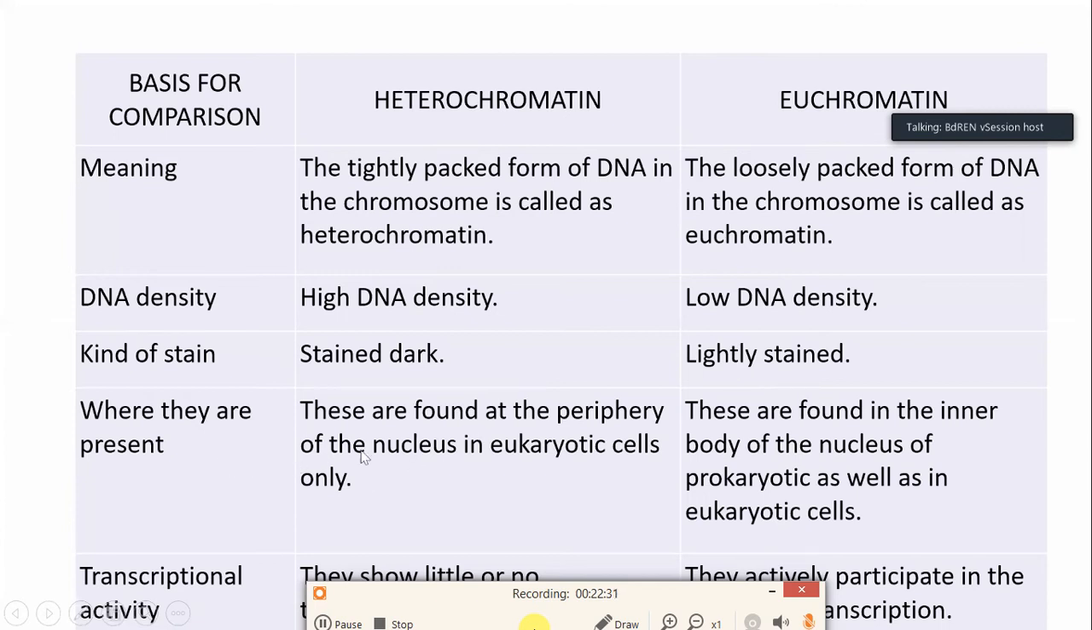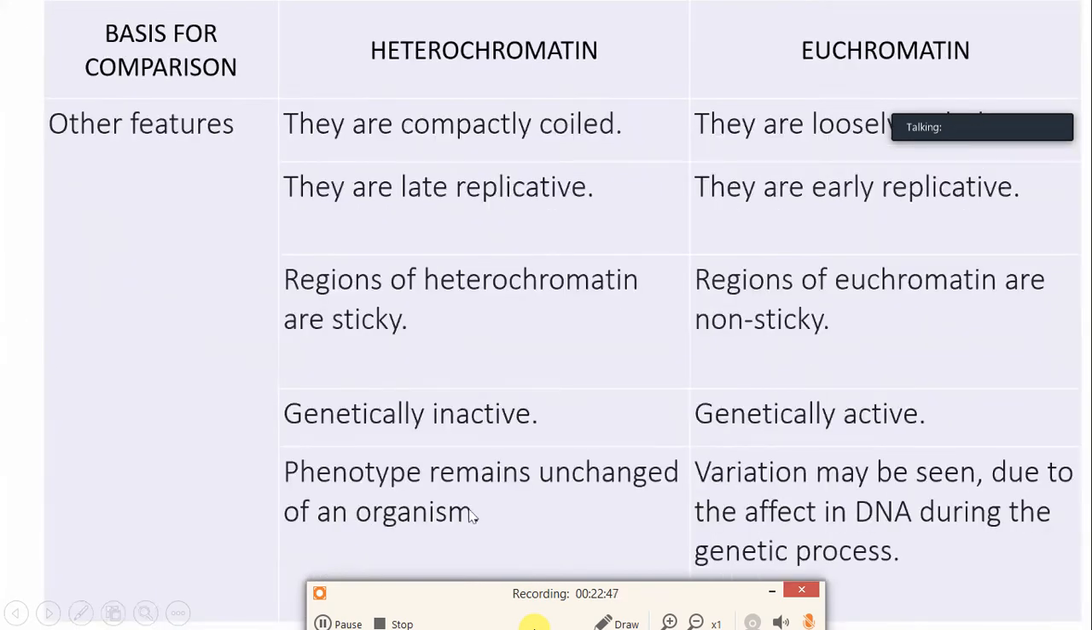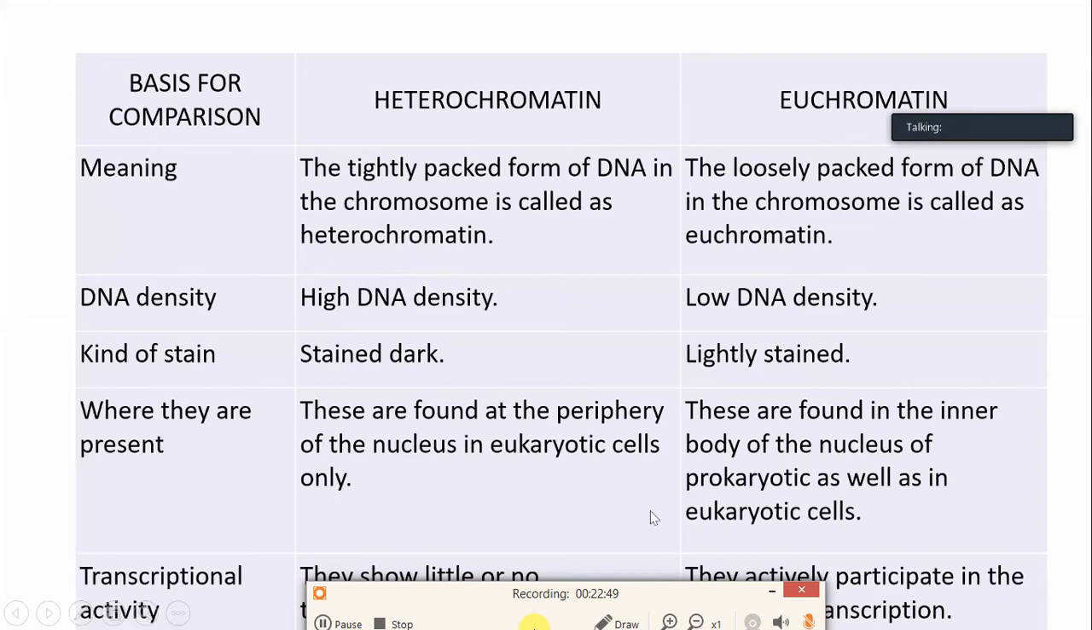And where are they present? They are found at the periphery of the nucleus in eukaryotic cells only. They are found in the inner body of the nucleus of the prokaryote as well as in the eukaryotic cells. So it's clear maybe where they are present. They are found at the peripheral, that means around the nuclear membrane you can find here. So these are found in the inner body of the nucleus.